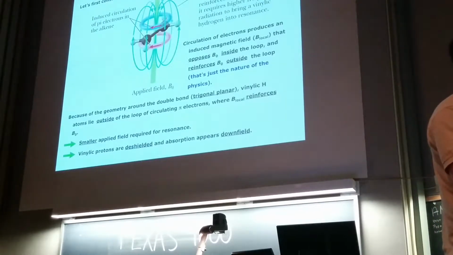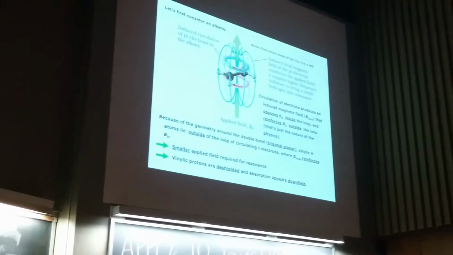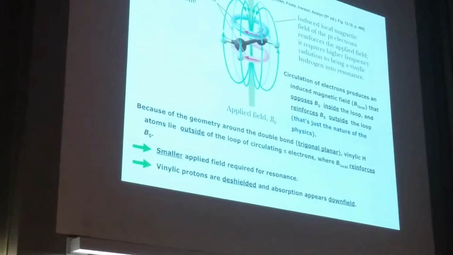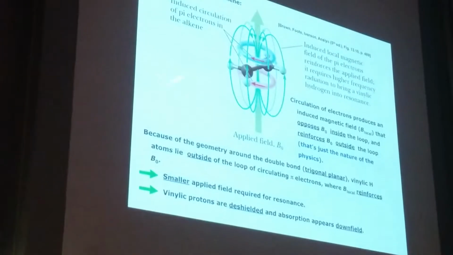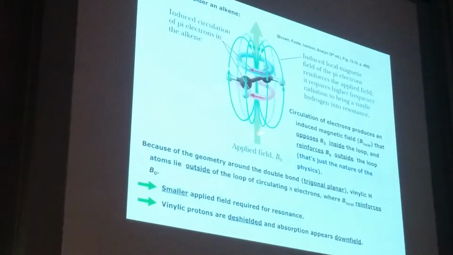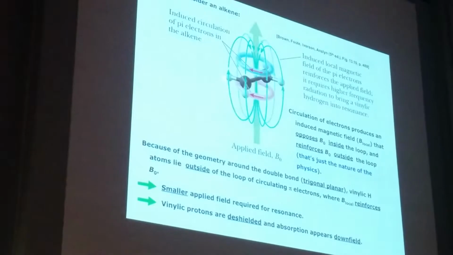That local field generated by the circulating pi electrons is in the same direction as the applied field, so there it's reinforcing. So if the protons, and that's where they're going to be in an alkene or an aromatic ring, are outside that loop of circulating electrons, they're going to require a lower applied field to come into resonance. Lower applied field means they're de-shielded, the signal's downfield. It's when you have something inside that loop that the local field opposes the applied field.